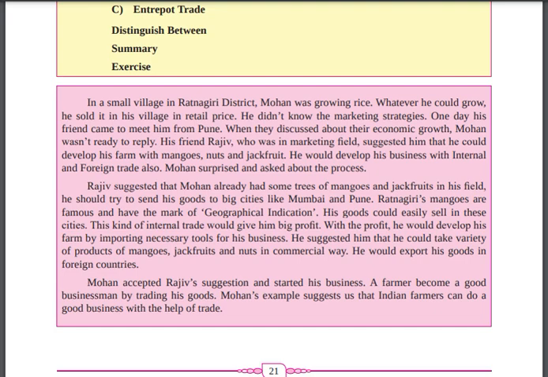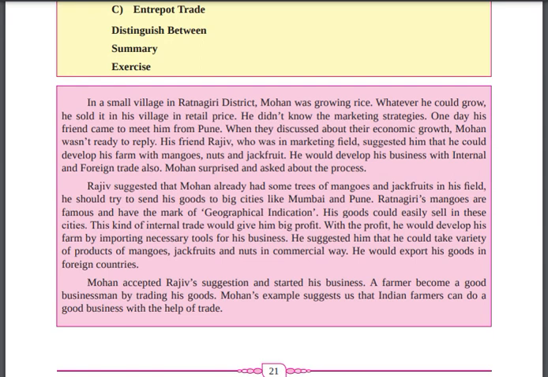Because when Mohan sells the mangoes, and obviously the mangoes are coming from Ratnagiri, he will get the profit, and with the profit he would develop his farm by buying necessary tools for his business. Okay, so whatever profit he gets, he will invest in his business. And he suggested that he could take a variety of products of mangoes, jackfruits and nuts in a commercial way. He would export his goods to foreign countries.